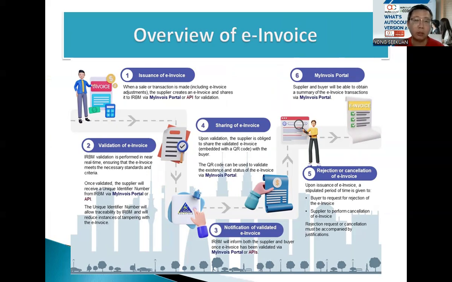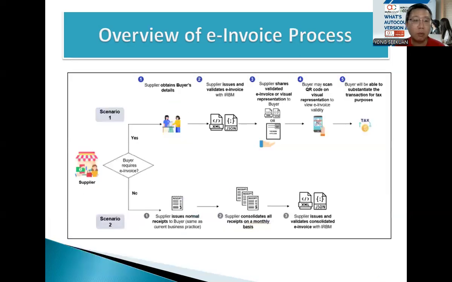The procedure is: first, issue the e-invoice. Secondly, it will be sent to the LHDN server, where they take your e-invoice. Thirdly, you will receive a notification after your invoice is validated, and then you can share your invoice. Your customer can scan the QR code to check the validation. And lastly, you can do the rejection and cancellation within 72 hours. Then after that, they will send it into the MyInvoice portal.